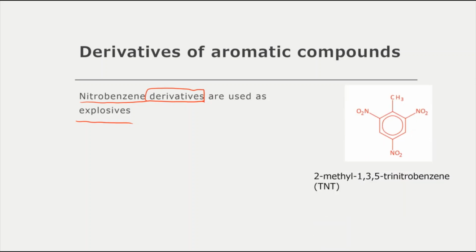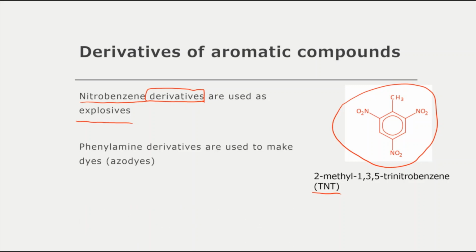An example is this aromatic compound, which is called 2-methyl-1,3,5-trinitrobenzene, and this is known as TNT, which I'm sure some of you would have heard of. And we can also have phenylamine derivatives, which can be used to make dyes such as azo dyes. But the main one is nitrobenzene derivatives, which are used as explosives.